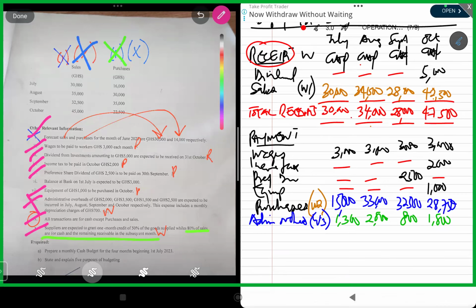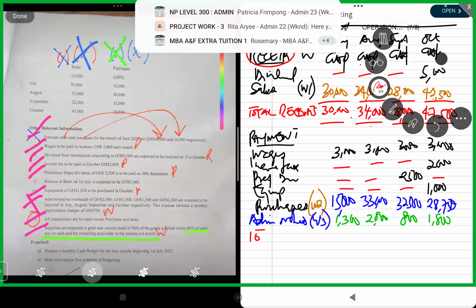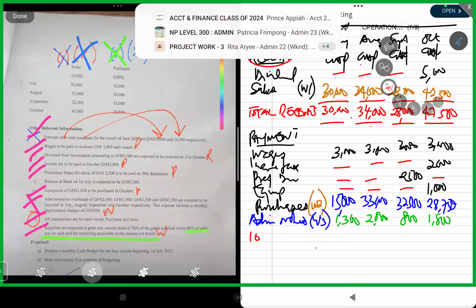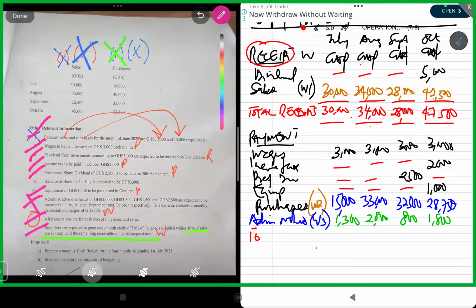Then I come to payments. I'll find total payments. So it's 42. Oh, you didn't add the 5,000. Okay. Total.